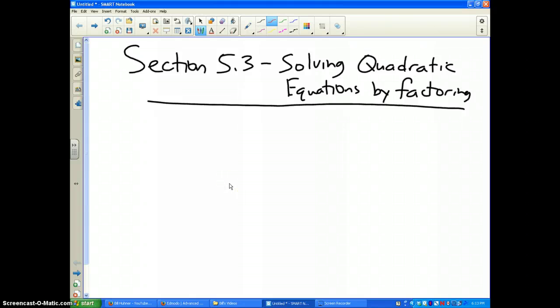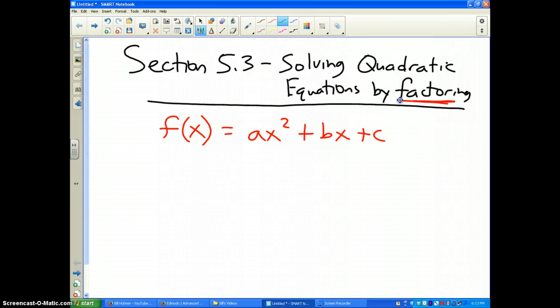Section 5.3 continues as we practice solving quadratic equations by factoring. This is the second of the three ways that we're going to talk about, and this is actually going to wrap up section 5.3. But again, I'm going to review with you. A quadratic function written in standard form is ax squared plus bx plus c. Get used to it. It's the most popular form of a quadratic.